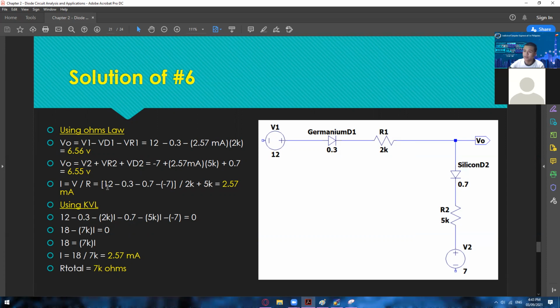And for the current, you can use Ohm's law, the total voltage divided by the total resistance, or you can use KVL. It will give you the same value, which is 2.57 milliamp. And then for the R total, just simply add these, since this is a series connection. So 2k plus 5k is 7k ohms.